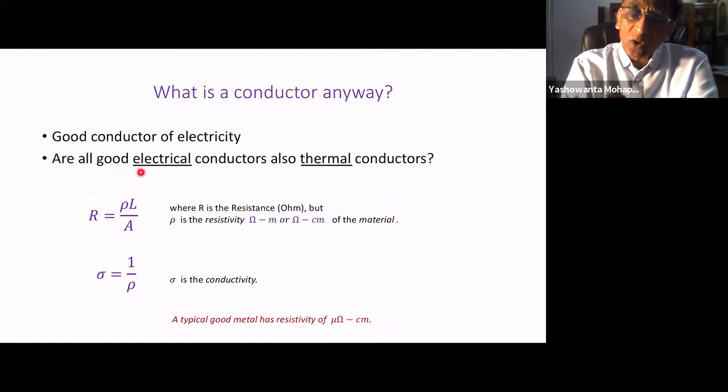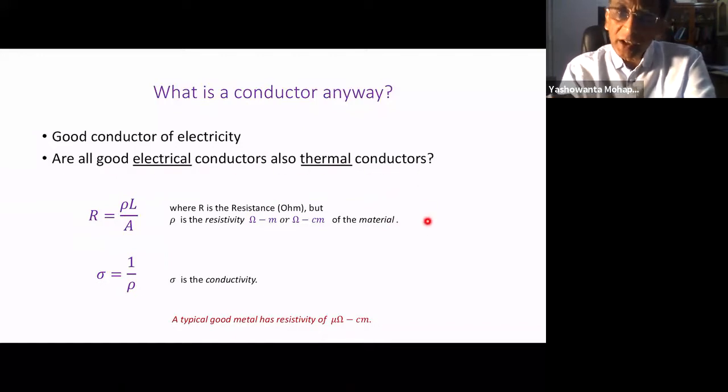Have you ever wondered, are all good electrical conductors also good thermal conductors? Of course not. Stainless steel, for example, is a good electrical conductor, but not as good a thermal conductor. And diamond is an extremely bad electrical conductor. In fact, it's a highly insulating material, but it's an extremely good thermal conductor. Of course, many metals are both good electrical and thermal conductors.